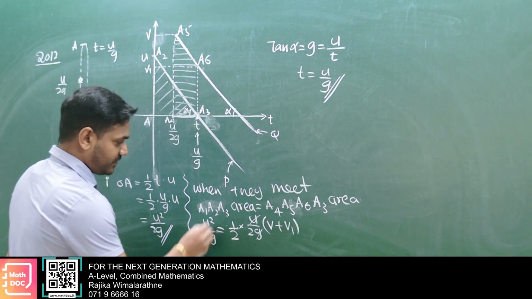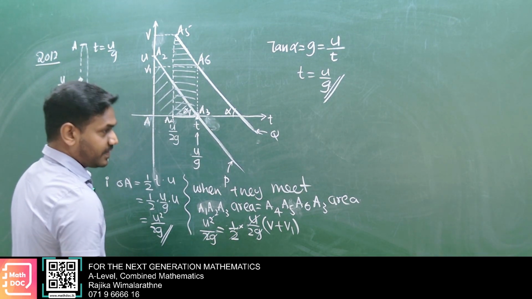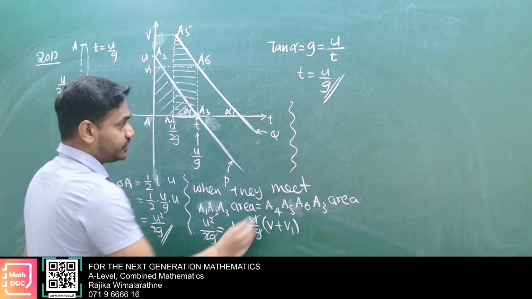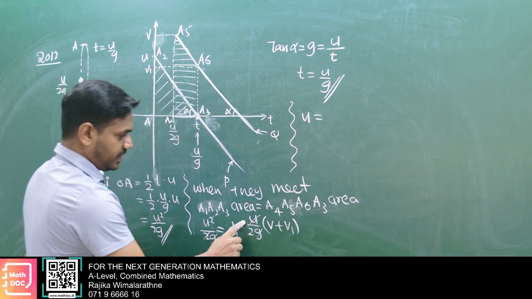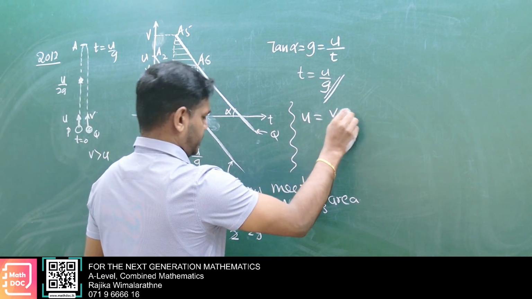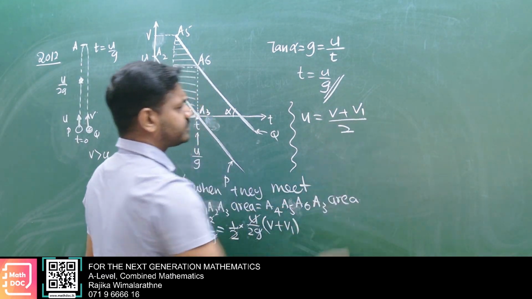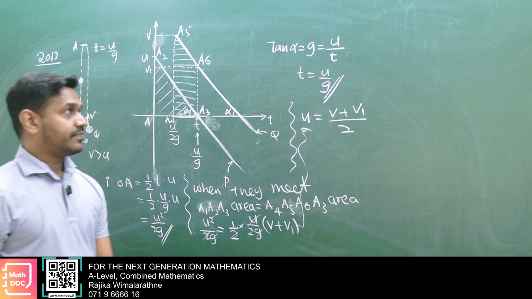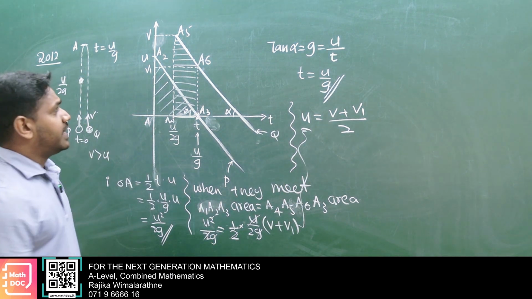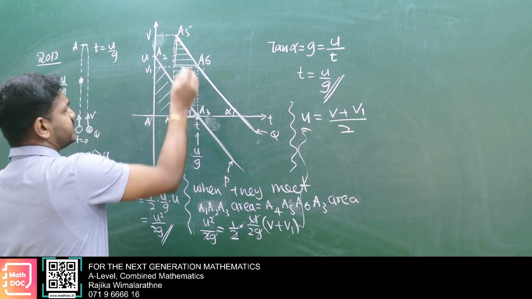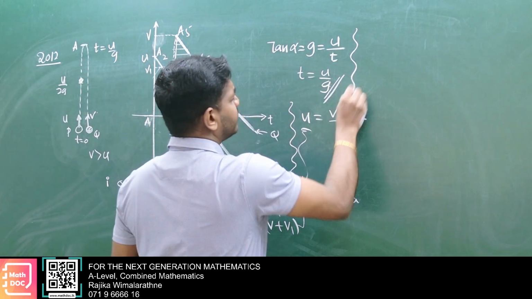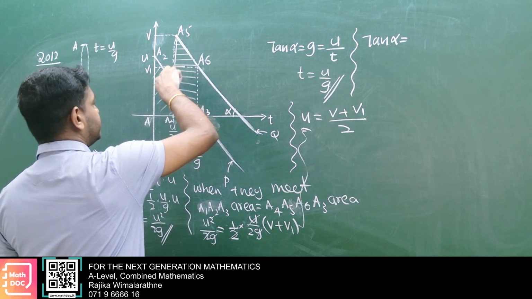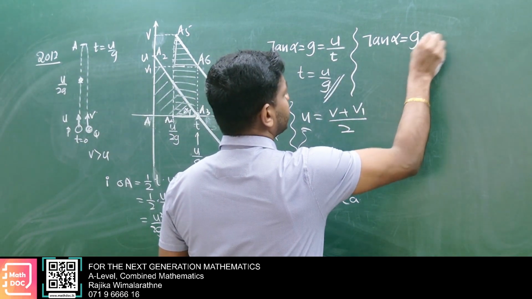U over 2G. Okay, then simplify. Then here U equal V plus V1 divided by 2. By this you can get this. Again, V minus V1 over tan alpha, V minus V1 over, this is G now.